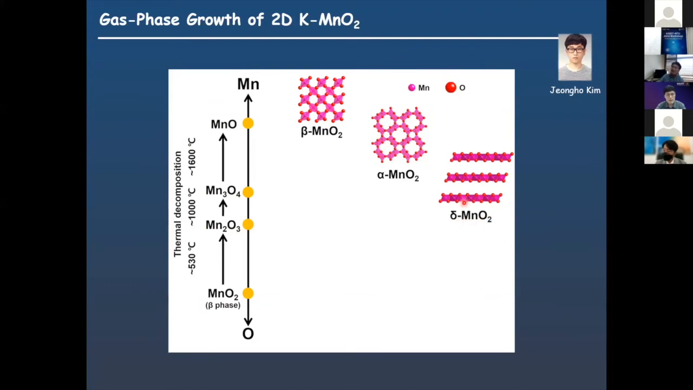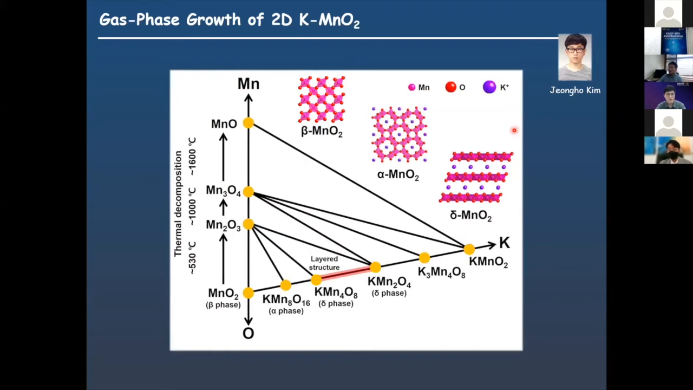But the problem is that the layered structure manganese oxide, that is delta manganese dioxide, this phase is unstable and metastable, so that people couldn't get the 2D manganese oxide. However, what we have found is that with the alkali metal intercalation, the delta manganese oxide can be stable. So we can generate the unstable material by using the alkali metal intercalation.